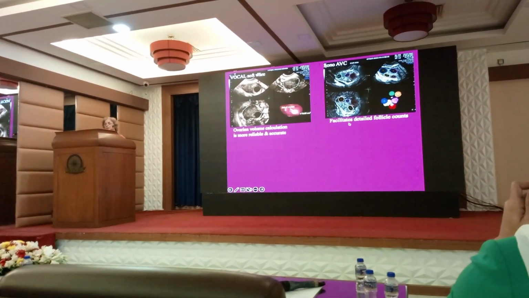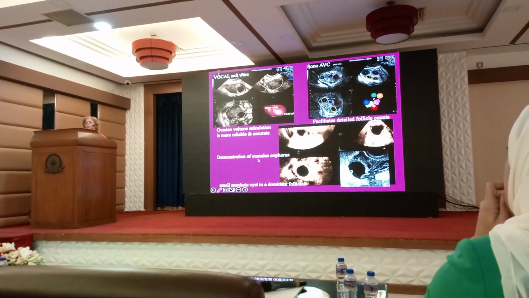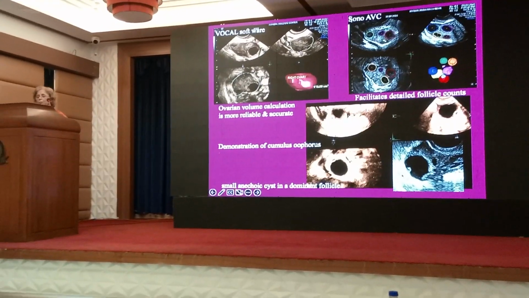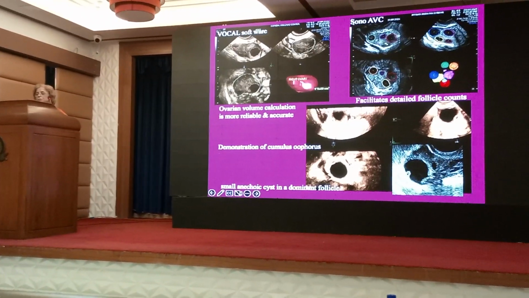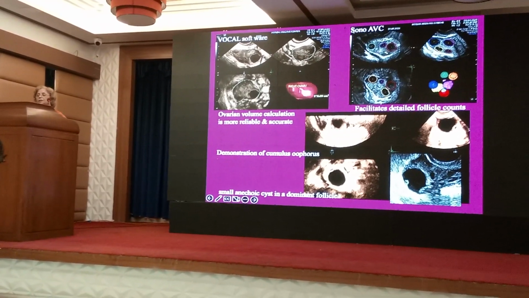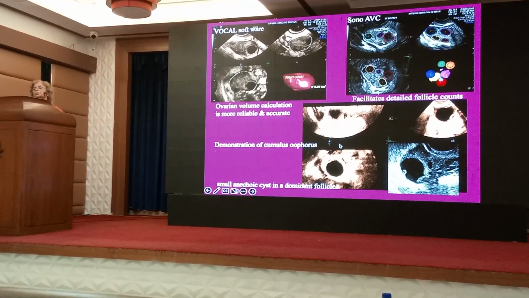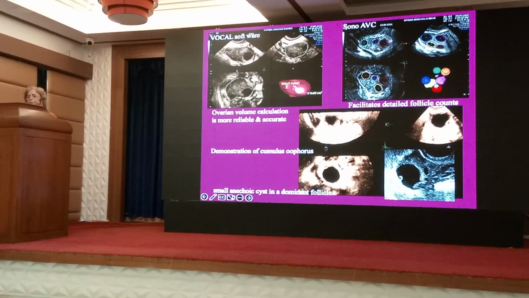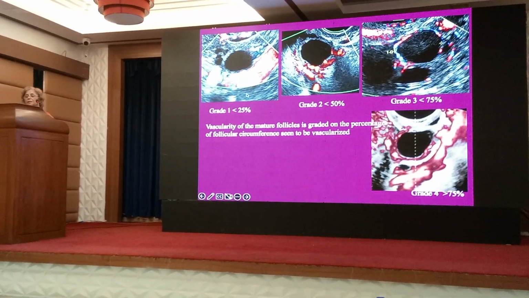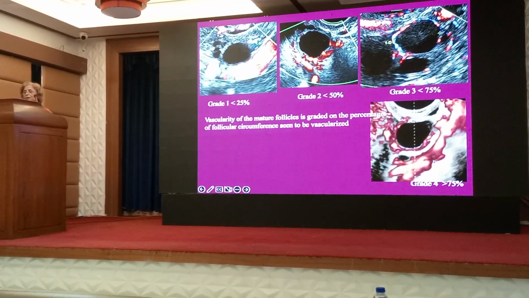Sono ABC facilitates detailed follicle count. And also demonstration of a cumulus is much easier on a 3D as compared to a 2D. What we see is the small anechoic cyst within the follicle, which is the cumulus. On the 3D, once we see that, we have to demonstrate it in all 3 planes to call it a cumulus oophorus. We can do the color flow and we can grade the vascularity from less than 25% to more than 75%.